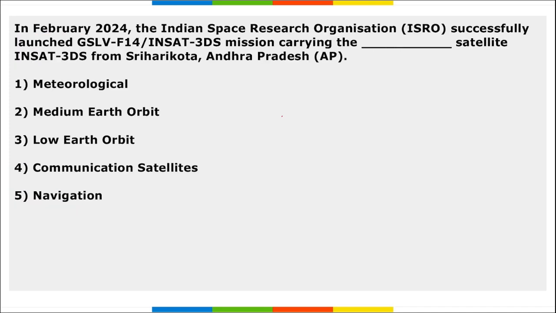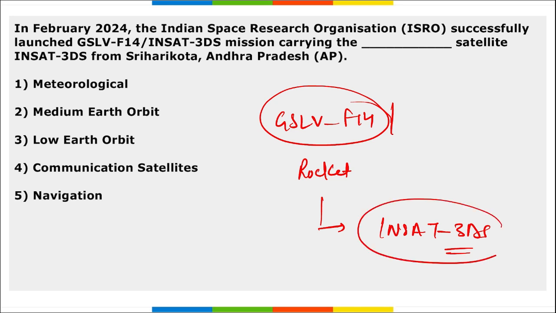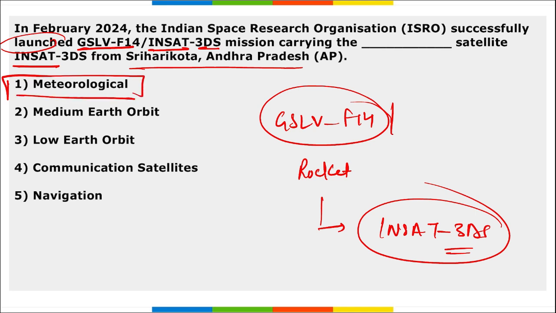Next, in Feb, ISRO successfully launched GSLV F-14, right? This is the name of the rocket, and this rocket carried INSAT 3DS. This is the name of the satellite, correct? Question asked here is, ISRO launched GSLV F-14 INSAT 3DS mission carrying dash satellite from Sriharikota, Andhra Pradesh. So this INSAT 3DS, what kind of a satellite is it? It is a meteorological satellite that was launched from Sriharikota, Andhra Pradesh. Correct? This was launched into the geosynchronous stationary orbit by ISRO. And the rocket here that was used is GSLV F-14. This is the name of the rocket, and this is the satellite, a meteorological satellite.